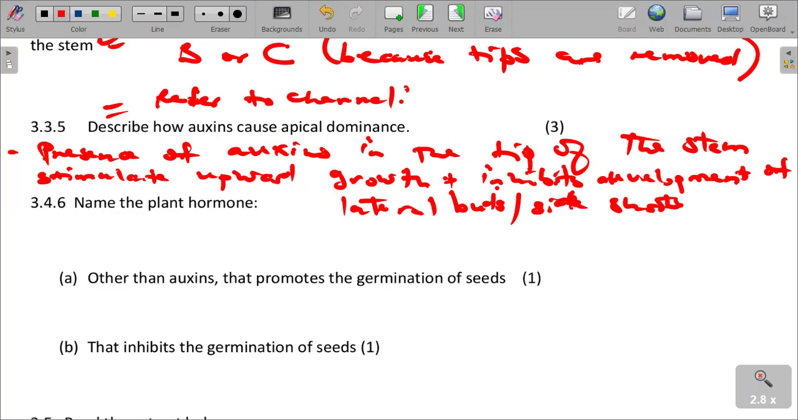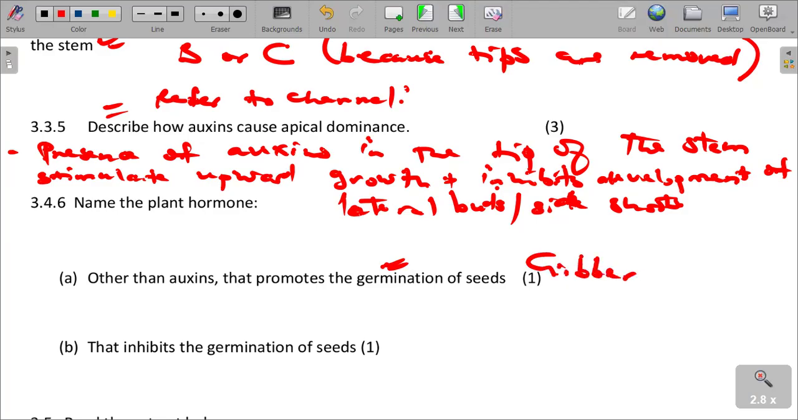Remember, we talked about the functions of auxins last time. Auxins always are there in order to facilitate elongation of cells and also the prevention of growth of lateral buds. So that is one thing that we need to understand in that case. And then name the plant hormone other than auxin that promotes the germination of seeds. Seed germination is controlled and stimulated by what? By gibberellins.